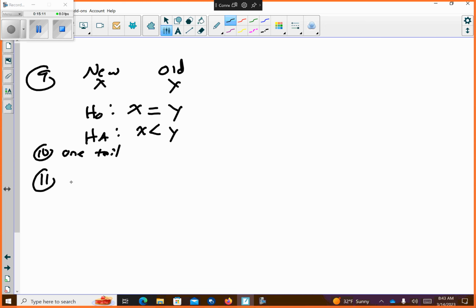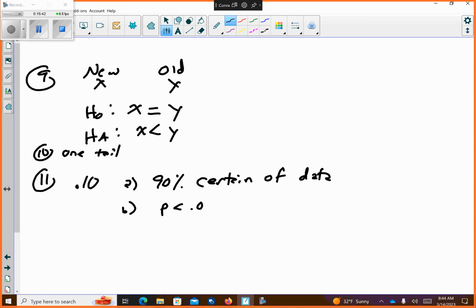And then problem number 11, we set this at 0.10 as our significance. What does this mean? This means that we are 90% certain of our data, showing one way or the other. What is a plausible value of P? Okay, so I would say that our P is probably going to be less than 0.05 in this situation when we're looking at it.